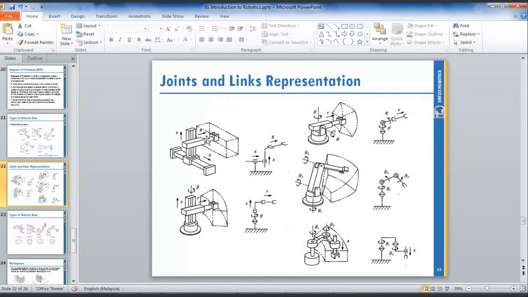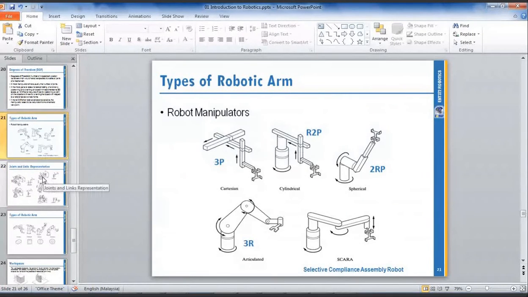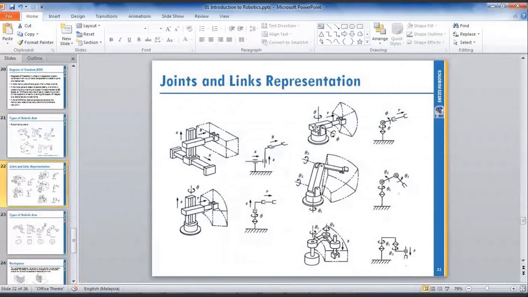And this is joint and link representation. So this is Cartesian robot. This is spherical robot. This is cylindrical, articulated, and this is SCARA robot.